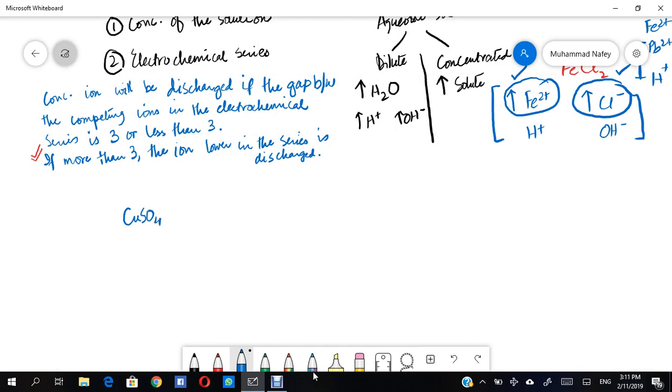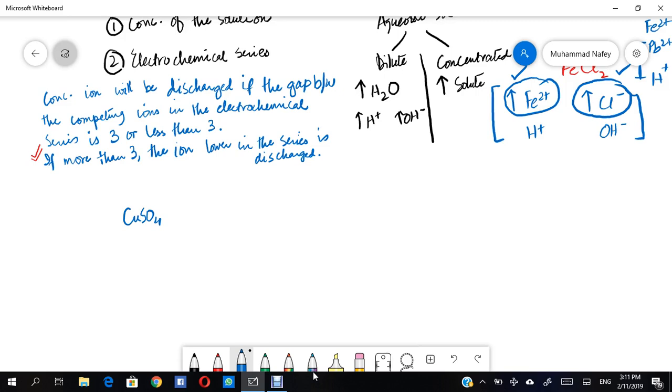A small reminder, which I told you in the previous video as well: in your CIE examinations, if the examiner says that we are performing electrolysis of an aqueous solution of maybe copper sulfate, then remember that aqueous refers to concentrated, and therefore you will treat the solution as a concentrated solution.